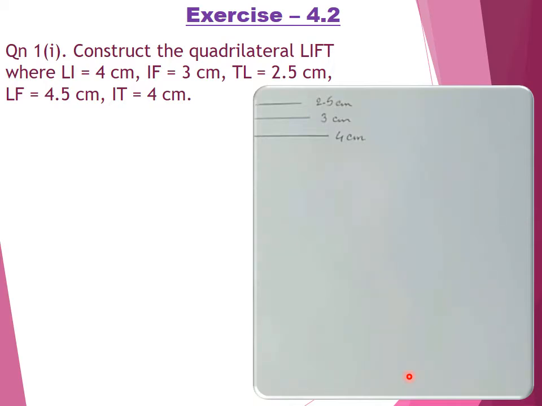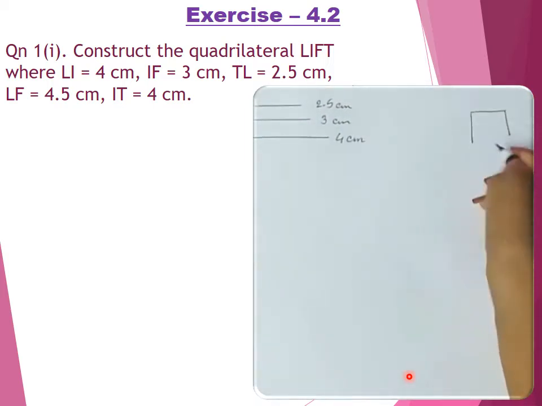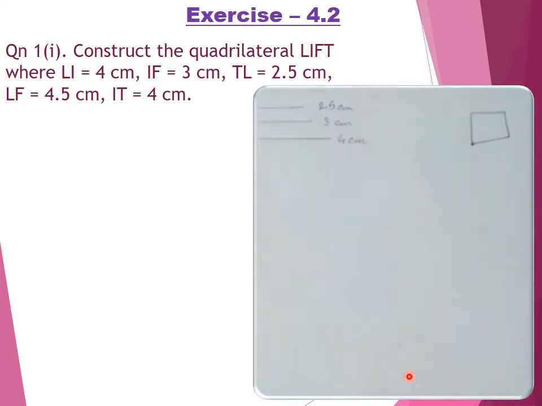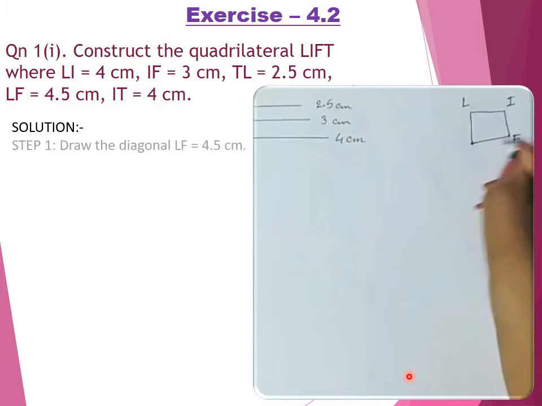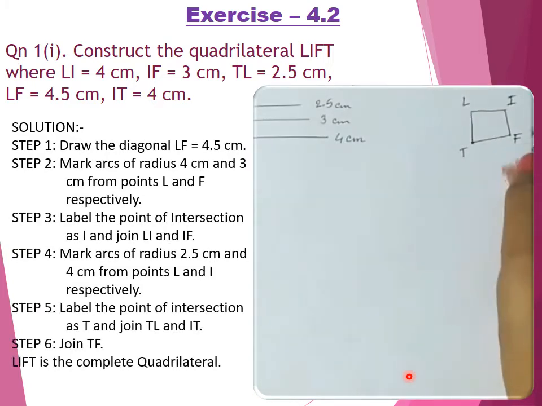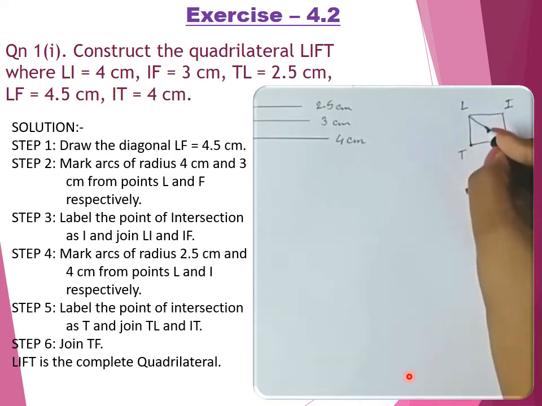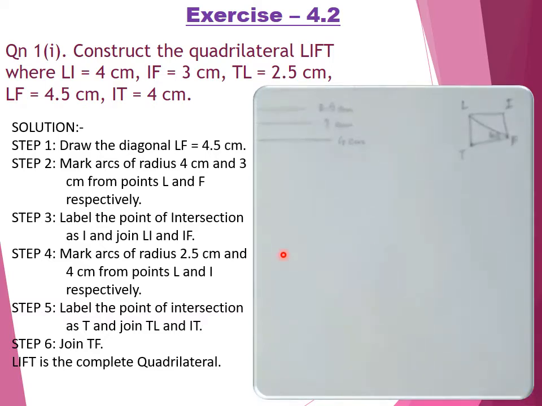So let us draw the rough diagram. Since it is a normal quadrilateral, we will draw any quadrilateral without keeping the length of the sides in mind. Now let us name it as L, I, F and T. The length of LF is given as 4.5. So this is 4.5 centimeter. LF is nothing but a diagonal. So it is 4.5 centimeter.